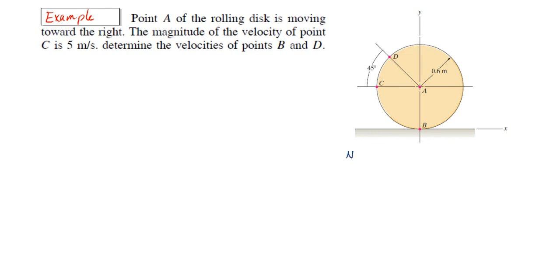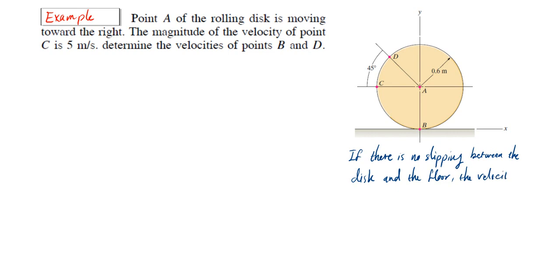If there is no slipping between the disk and the floor, the velocity of the contact point is zero.